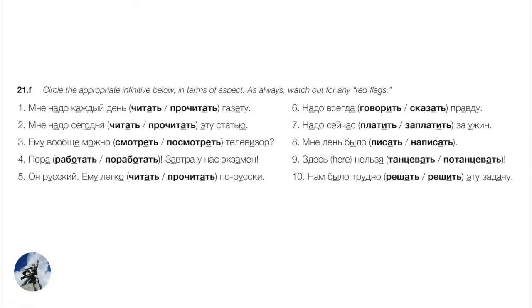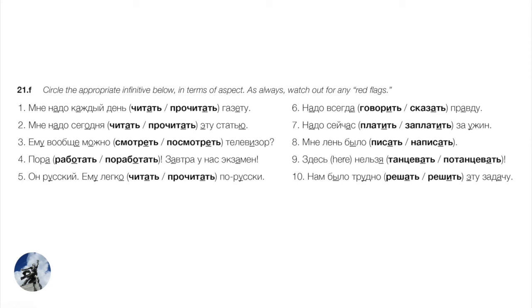Number 5. Он русский, ему легко blank по-русски. He's Russian, it's easy for him to blank in Russian. Okay, that's a general statement, right? It's an ongoing ability that he has, so we would choose читать. Ему легко читать по-русски. Number 6. Надо всегда blank правду. It's always necessary to tell the truth. Okay, any red flags? Yes, всегда, right? So we need говорить. Надо всегда говорить правду. One should always speak the truth, tell the truth.